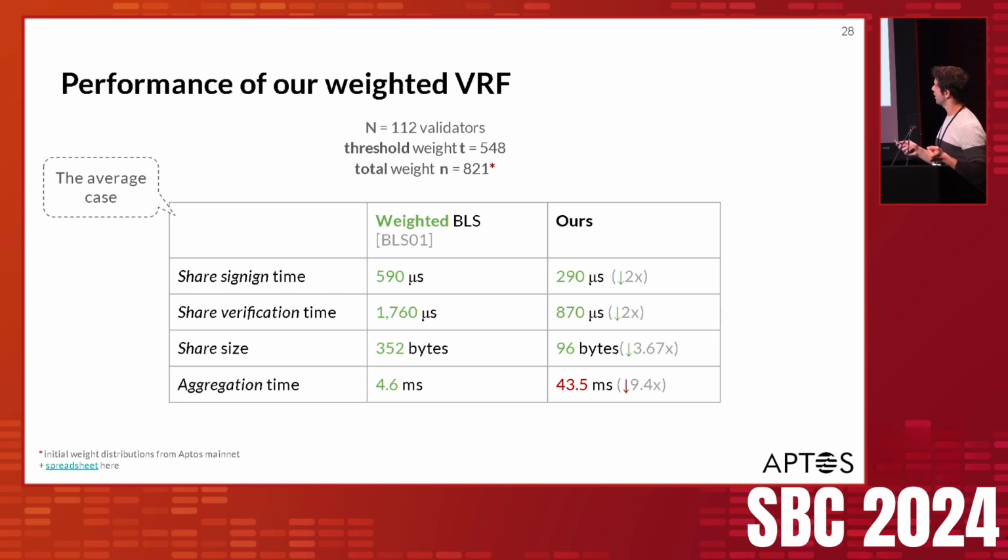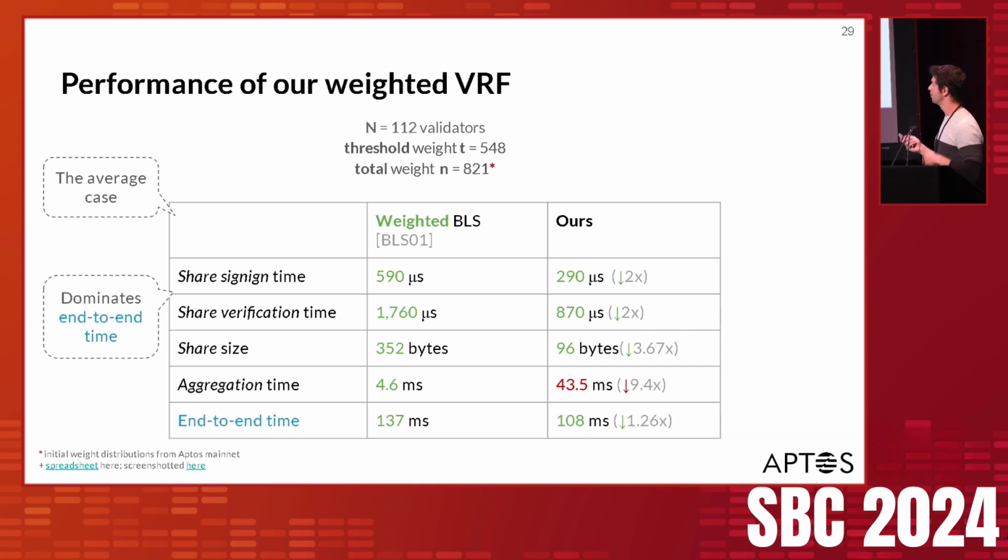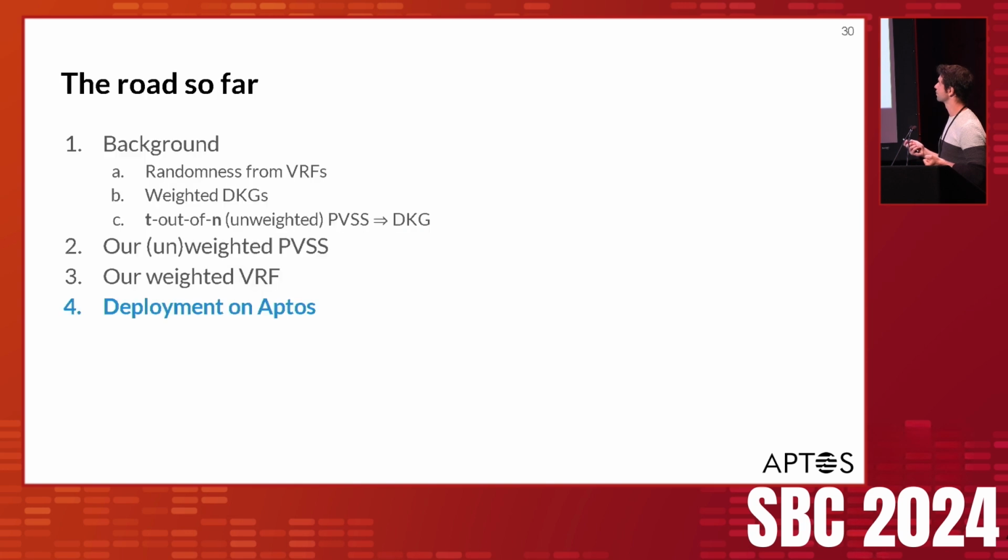On the other hand, in terms of aggregation, BLS does much faster, because BLS needs to do one G1 multi-exponentiation with the Lagrange coefficients. We have to do a multi-pairing, if you recall from the previous slides. So we're 10x slower in terms of aggregation. But actually, in terms of end-to-end time, it doesn't really matter because most of the time is spent in share verification. And we have very high winnings there, so we come out better on the end-to-end time. So all in all, we save in communications, and we're still slightly better in terms of computation.